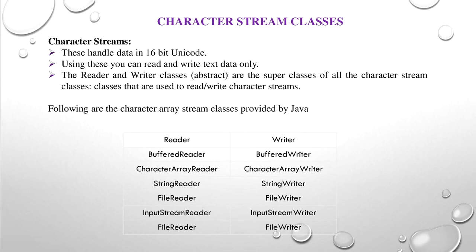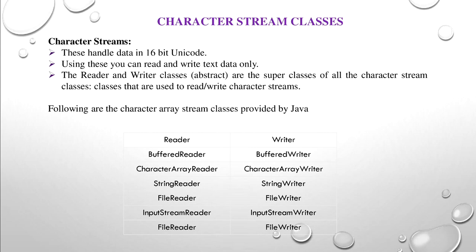The second type is the character stream classes. There are two different stream classes: the first is the byte stream class and the second one is the character stream class. The character streams handle data in 16-bit Unicode. Unicode is a unique code for each and every character. Using this, you can read and write text data only, not integers, not bytes.